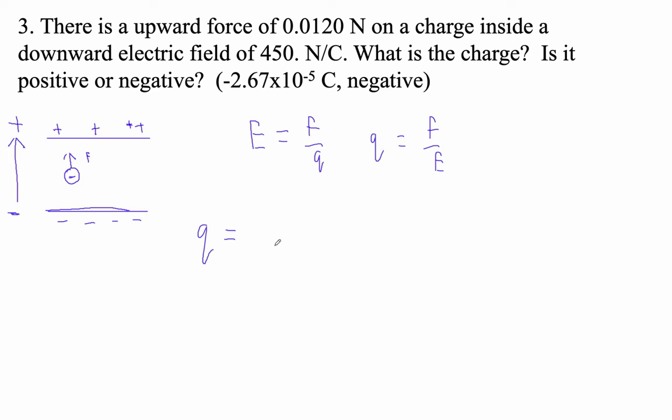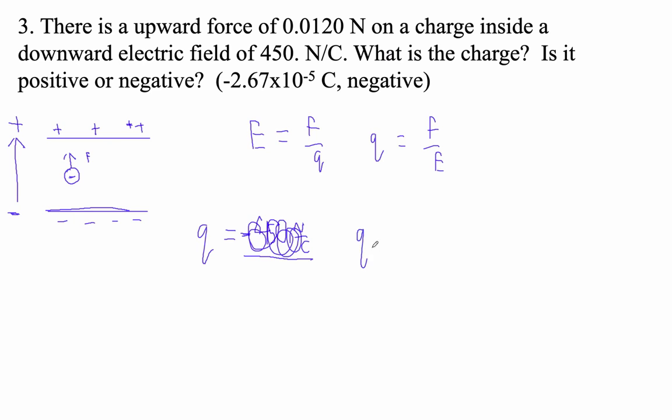So Q is equal to force, which is 450 newtons per coulomb, but it's down, right? So I'm going to say negative, divided by the electric field. What am I doing?